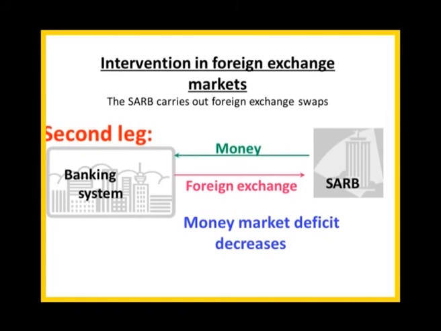So these are the three different ways in which the Reserve Bank can influence the size of the liquidity deficit of the banks. They can use straightforward open market operations where they sell different kinds of securities to the banks. They can use the tax and loan accounts, or they can use intervention in the foreign exchange markets, where they usually do it by means of foreign exchange swaps to ensure that the Reserve Bank's foreign exchange reserves do not decrease.